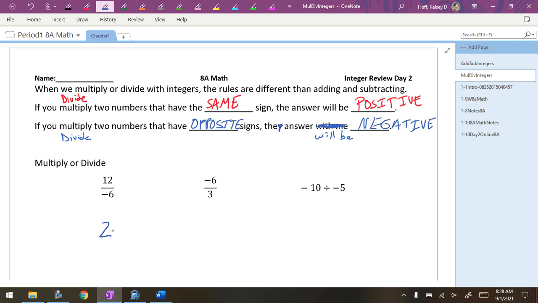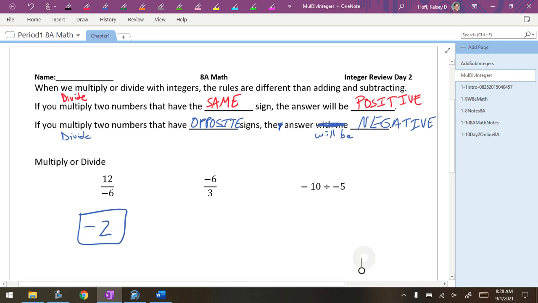Now we look at our signs. 12 is positive, 6 is negative, so are they the same sign or opposite? Opposite, so my 2 should be negative. If they're opposite signs, your answer will be negative. So my answer should be negative 2.